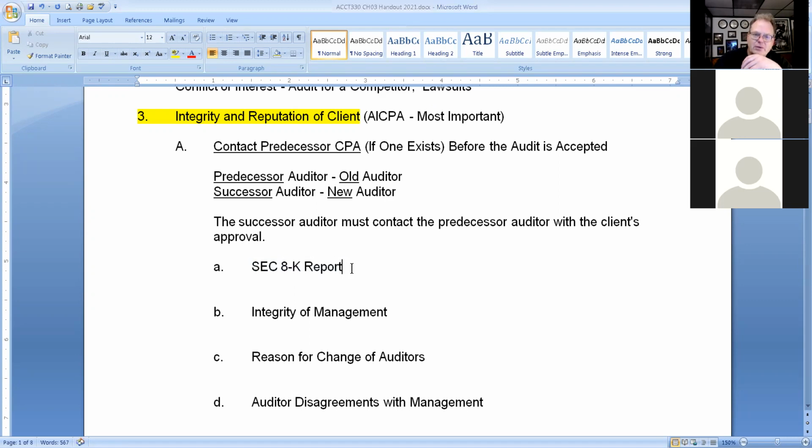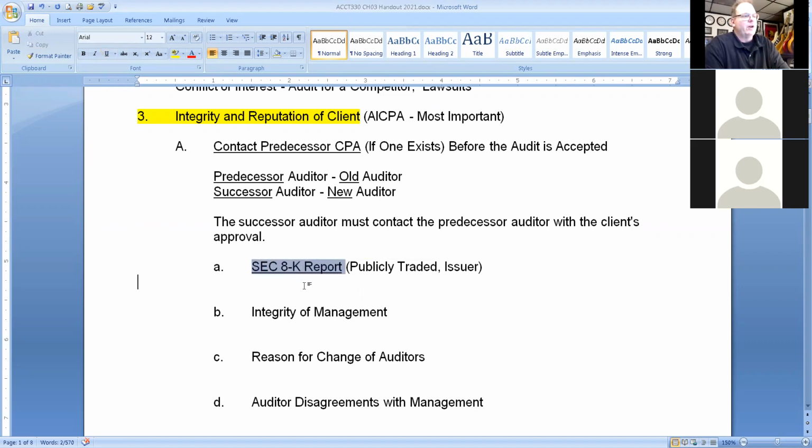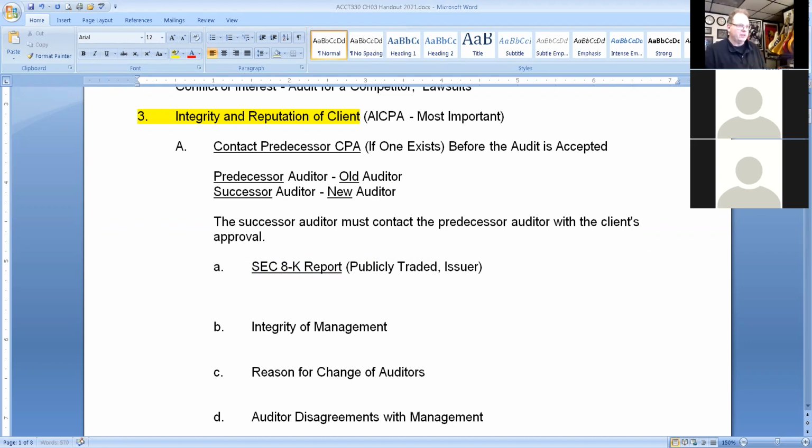So how do you get information from the predecessor auditor? Well, if they are an issuer, if it's publicly traded, there's an issuer that they will have to file an 8K report with the SEC. And in this report, they will have, so when they change auditors, they'll file this 8K report.